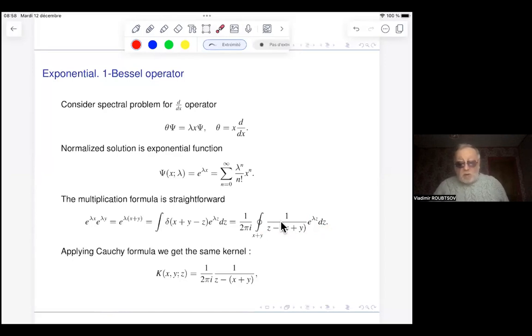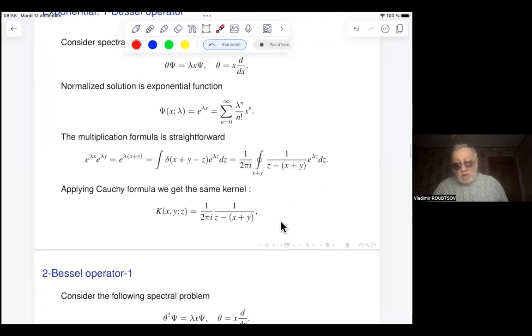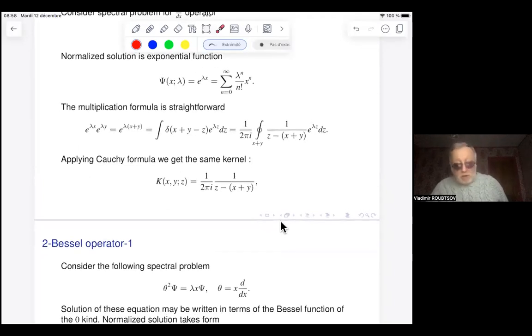So in the case of n equal to 1, the Cauchy formula gives an absolutely nice and elementary rational answer for the multiplication kernel. Of course, nothing interesting, but very explicative. It means that using the Cauchy formula, you can produce many interesting other kernels, probably for other operators.